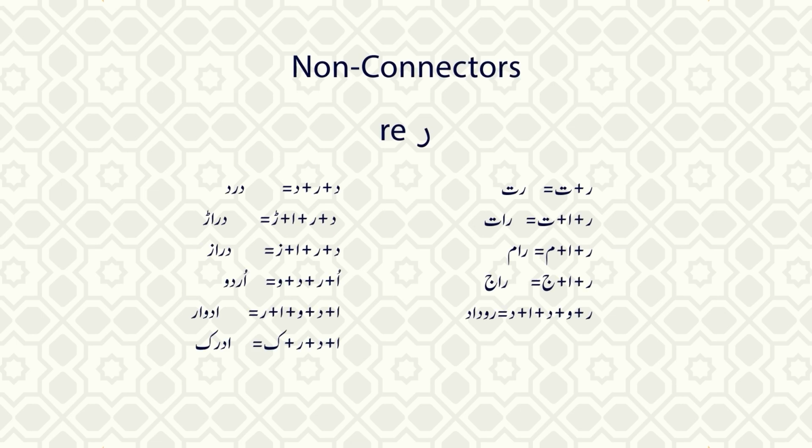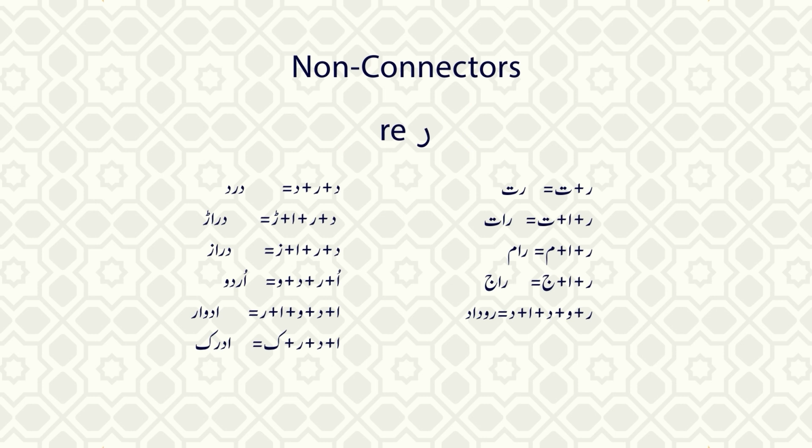We have learned about this concept in the Dal group. Here it will be very easy for you to understand the concept of non-connectors, and by this we mean that these alphabets make the words, they construct the words, but they do not change their shapes. They construct the words, but they do not change their shapes while connecting.